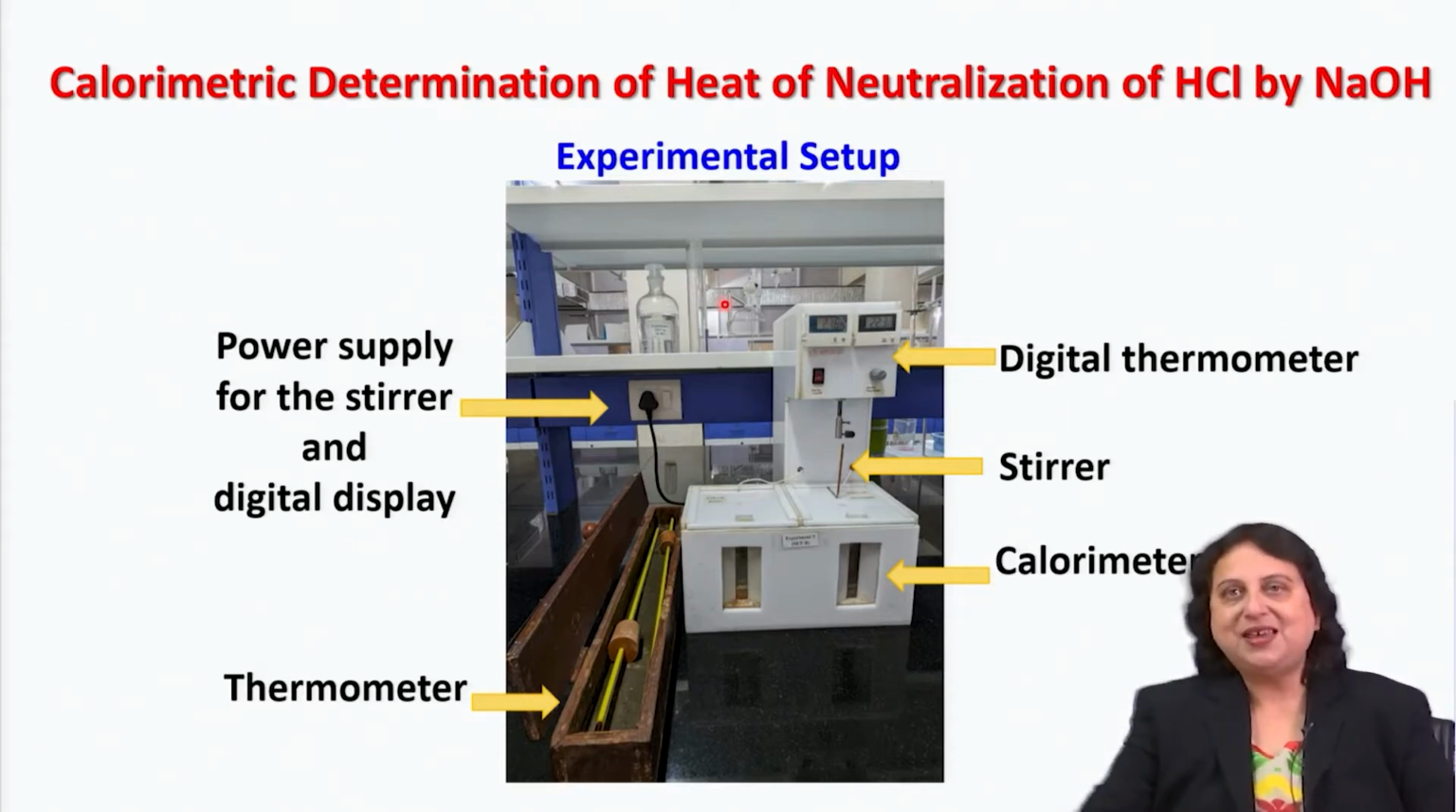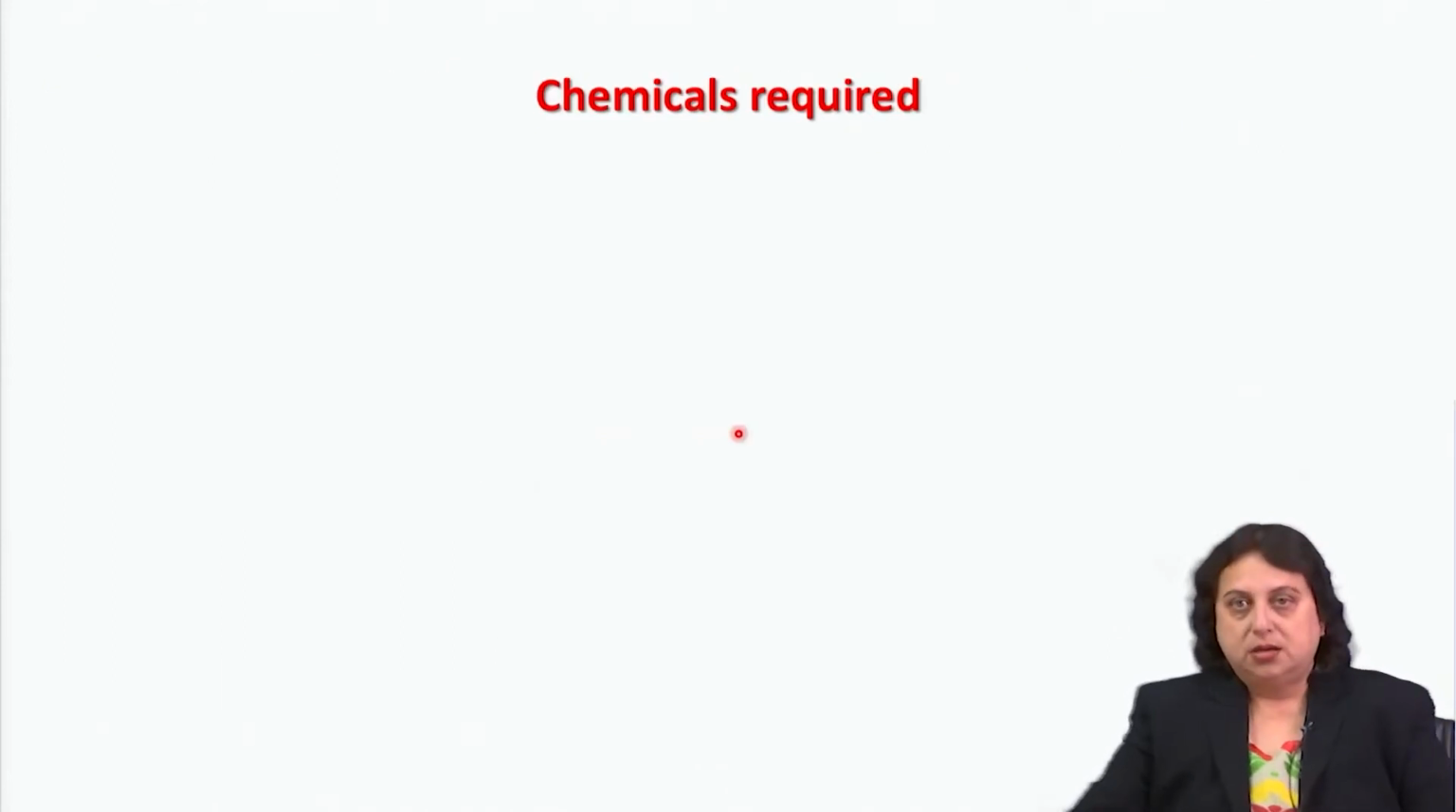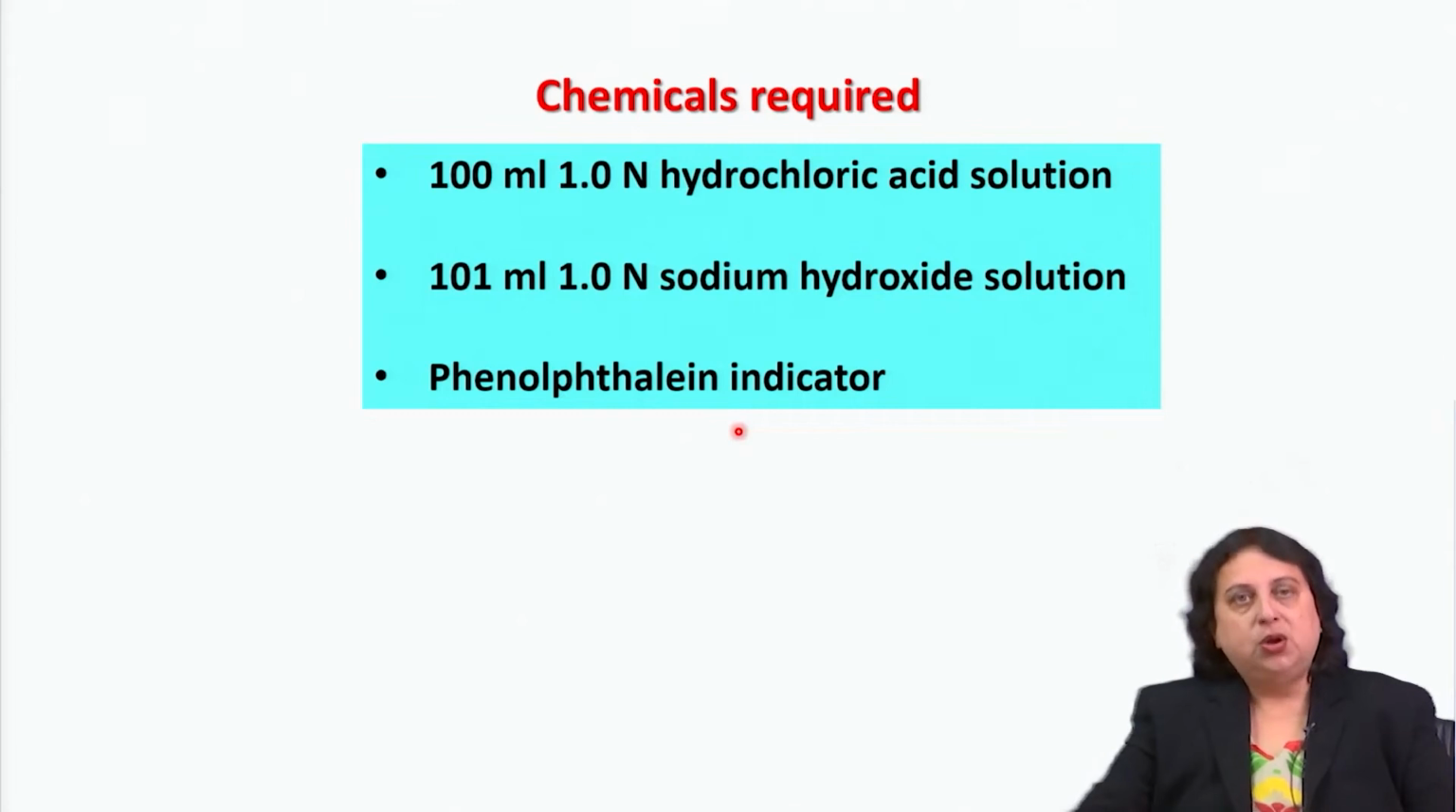neutralization of HCl by NaOH. Let us next have a look at the list of chemicals required for my experiment. I am going to use 100 milliliter of 1 normal hydrochloric acid solution. I will react this hydrochloric acid solution with 101 milliliter of 1 normal sodium hydroxide solution.